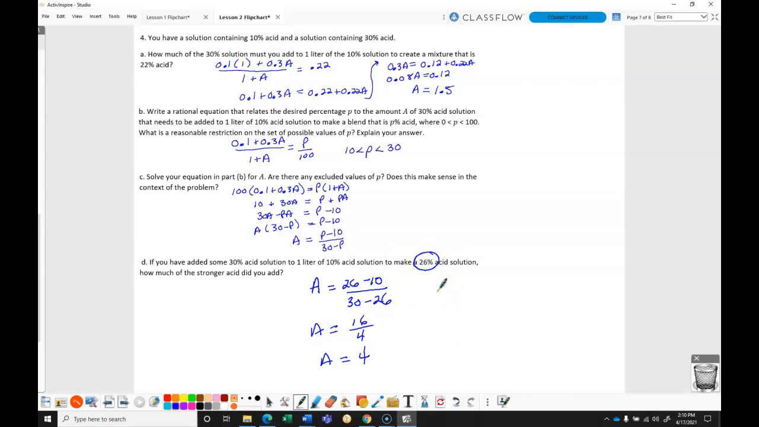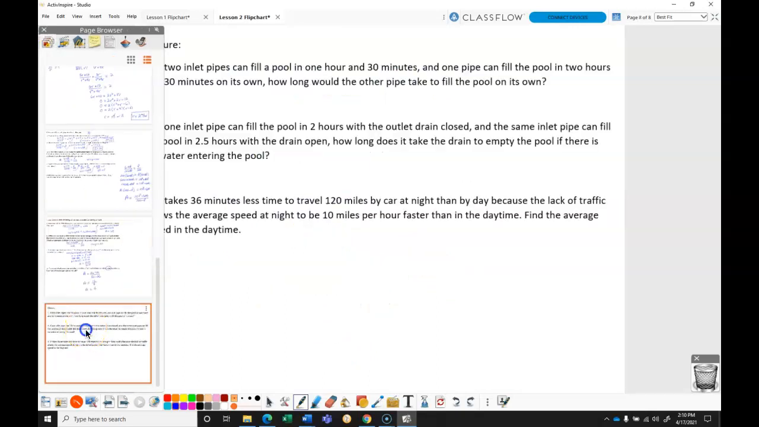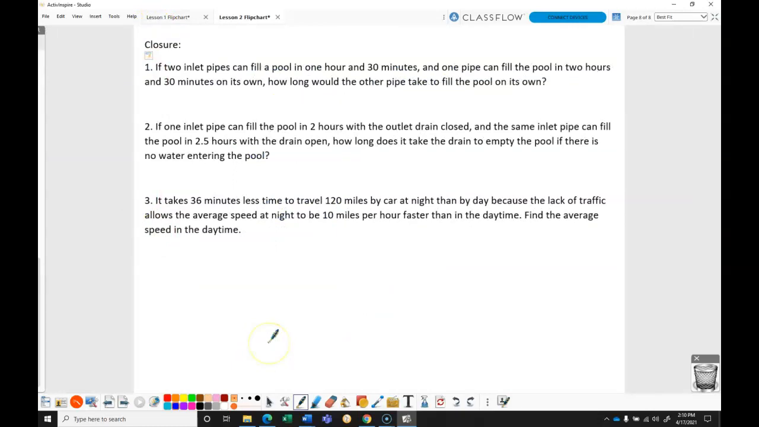All right, so there are some example problems there. You have some closure questions here, kind of like we just did. Go ahead and do those.